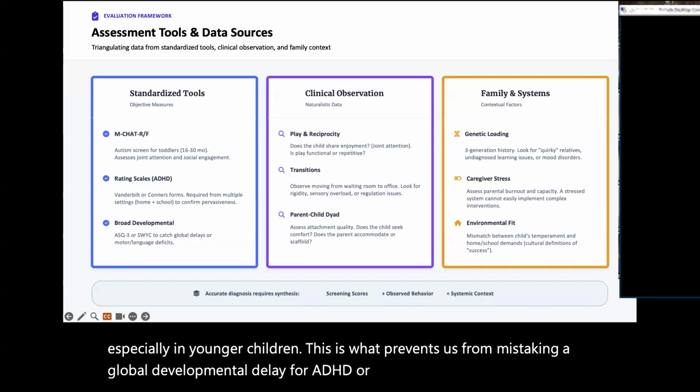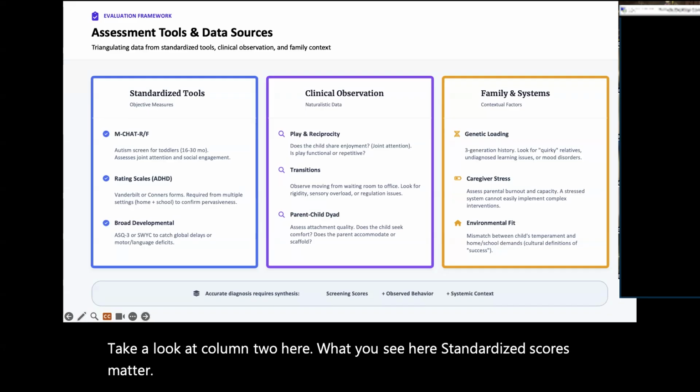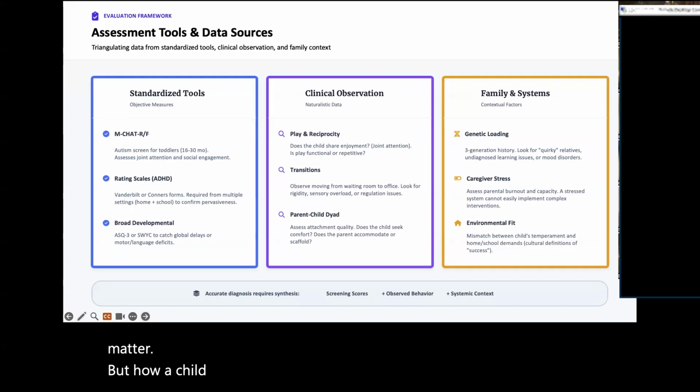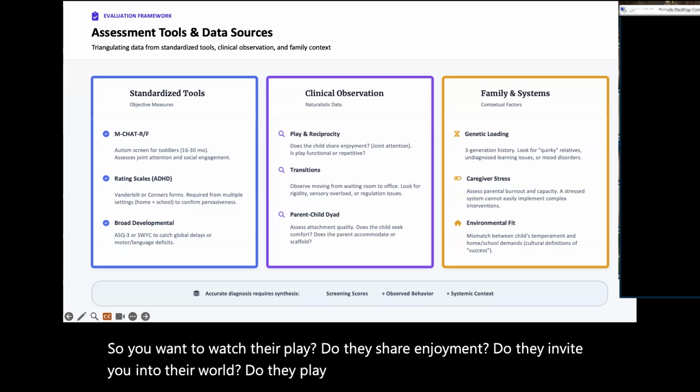Take a look at column 2 here. Standardized scores matter, but how a child behaves in front of you is equally important. So you want to watch their play. Do they share enjoyment? Do they invite you into their world? Do they play repetitively and alone?